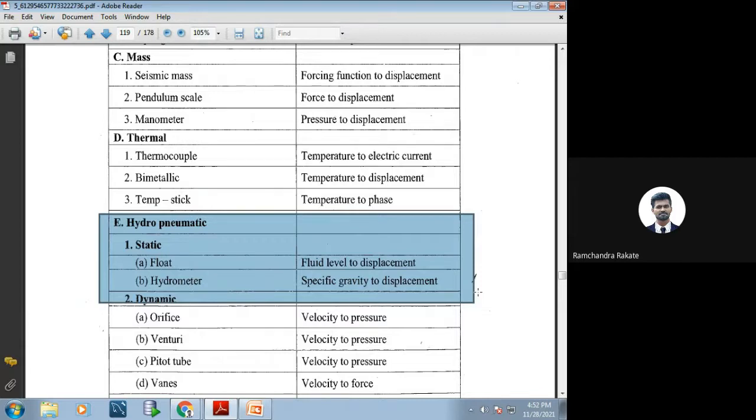Transducer and inverse transducer. Broadly, we can say that a transducer is a device which converts a non-electrical quantity into an electrical quantity. An inverse transducer is defined as a device which converts an electrical quantity into a non-electrical quantity. Correct? These are the types of transducer and inverse transducer. Now, let us discuss the working principle of the transducer, because that is also important.